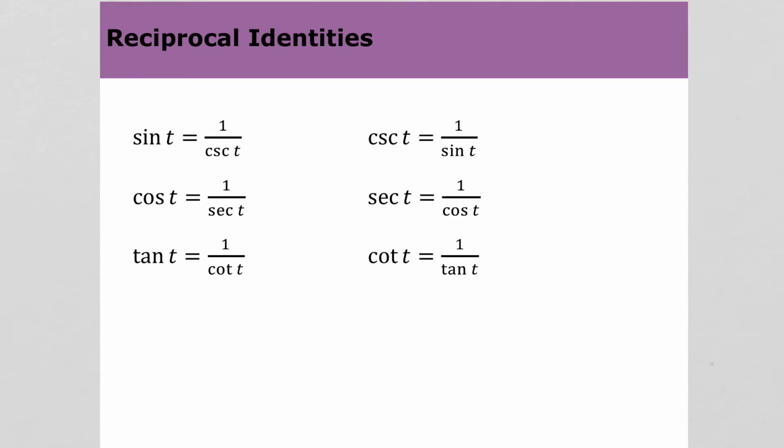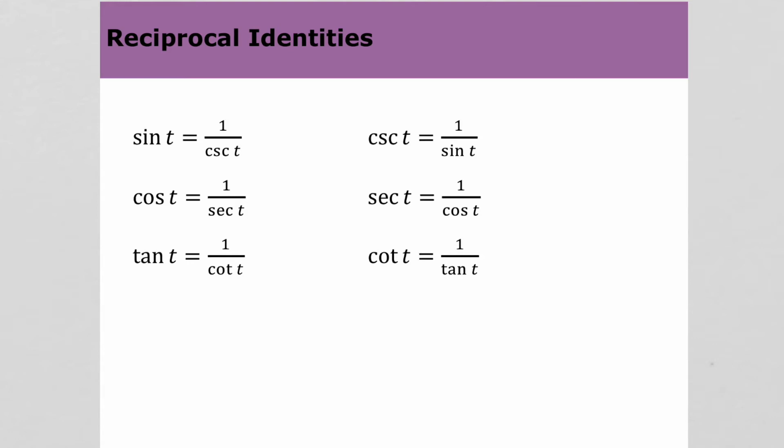Reciprocal identities. These are very, very useful. We've kind of hinted on them already. Sine of an angle is the y value, remember? And cosecant is 1 over y. So it would make sense that the sine is equal to 1 over the cosecant. Cosine is equal to 1 over secant. Remember, they both deal with x. Tangent is equal to 1 over cotangent. Remember, tangent was y over x. Cotangent was x over y. So it makes sense that that works.